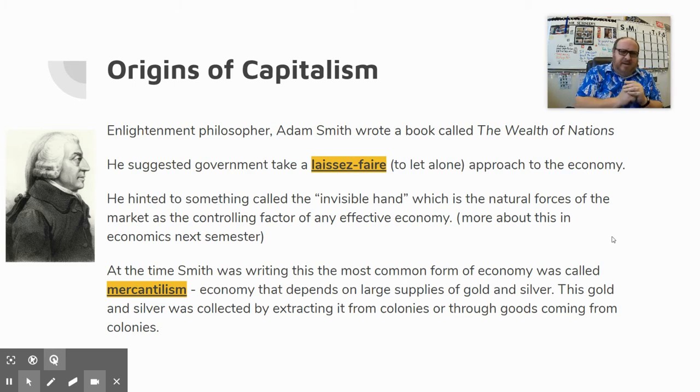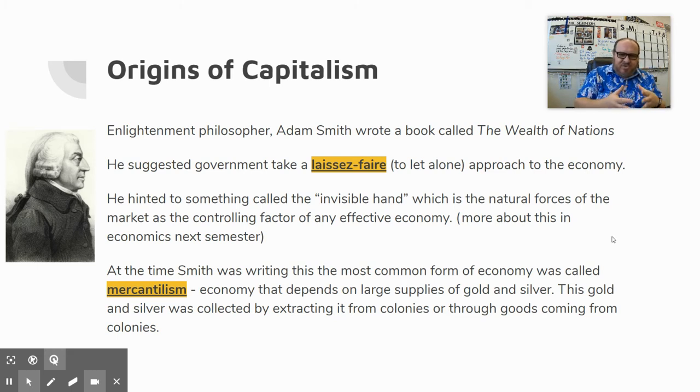But anyway, Adam Smith suggested that government should take what he called a laissez-faire approach to the economy, which basically means that the government should leave the economy alone, not bother with it, not touch it, just stay out of it altogether. He kind of made this hint of this thing that he referred to as an invisible hand, the natural forces of the market being the controlling factor of the economy instead of the government. And we'll talk more about the invisible hand and laissez-faire later.